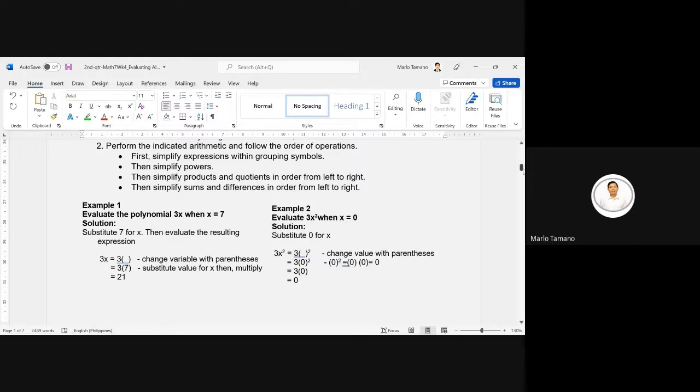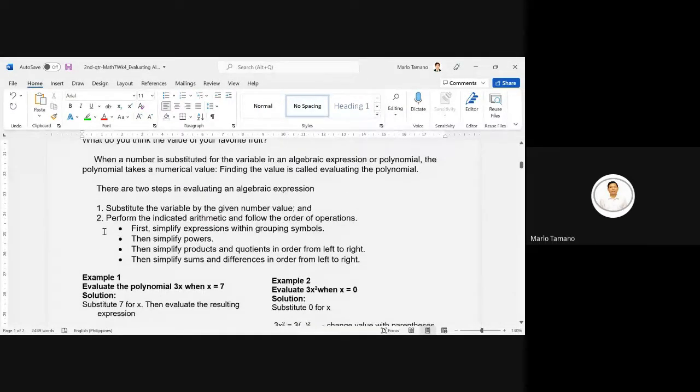To clear the parenthesis, wala naman po kayong parenthesis dyan. You proceed to the power. May power po dyan, naka-square po. Ito po yung flow natin: perform the indicated arithmetic and follow the order of operations. Ito po yung pagkakasunod. Okay po?